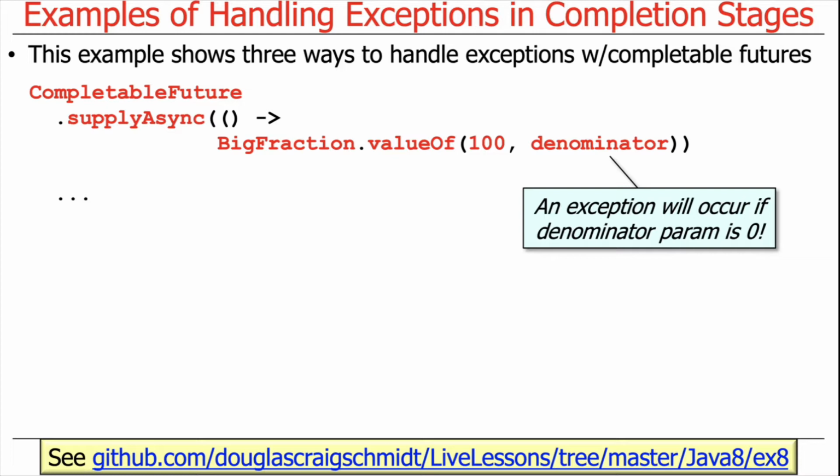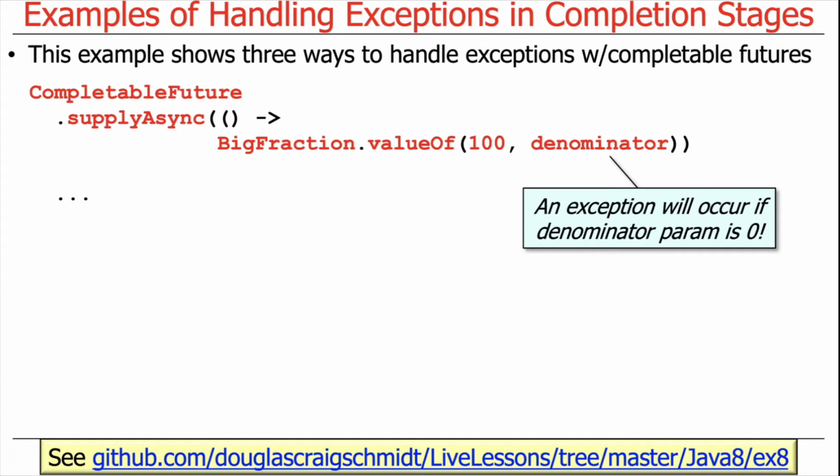And we'll take a look at the use case. It's kind of a fun use case. What we're going to do here is use supplyAsync, which is our good old factory method, and give it a computation to run in a thread in the common fork-join pool. That thread is going to create a BigFraction whose numerator is 100 and whose denominator is some variable. And we can set what we want the variable to be.